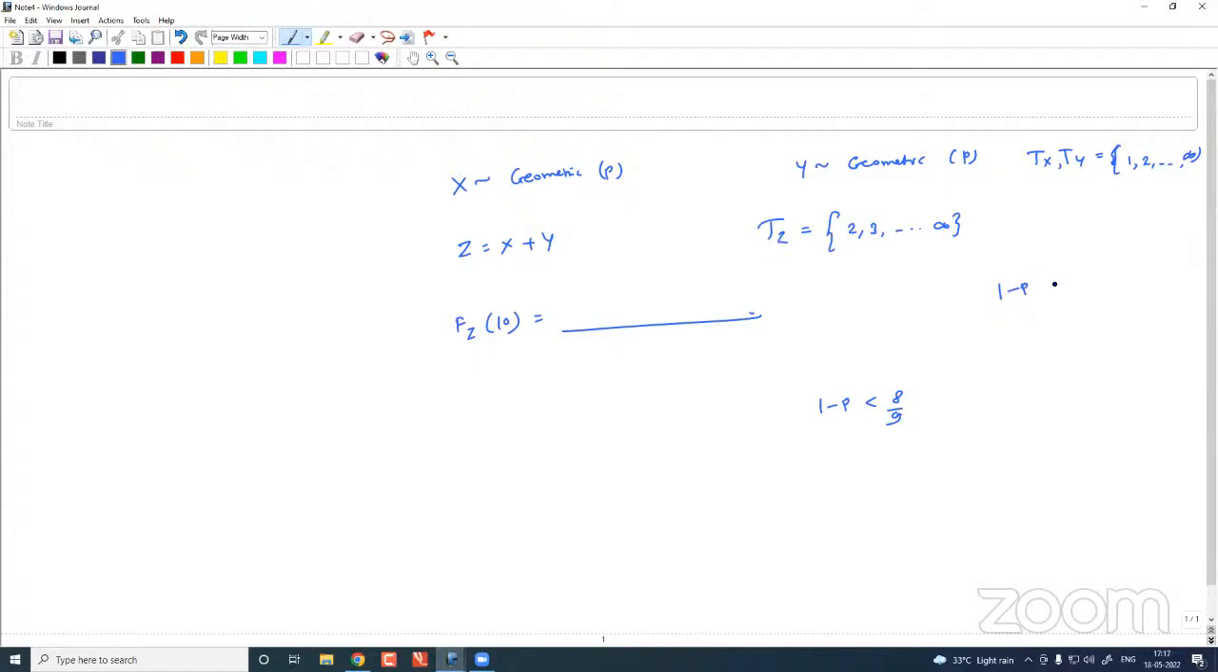Generally, if you have an equality like this, 8 by 9, suppose, how will you write it then? This term will come to this side, right? 1 minus 8 by 9 equals p. So the same thing we are doing here. 1 minus, so 8 by 9 will come to this side, is less than p. So it is 1 by 9 less than p, or you can say p is greater than 1 by 9.